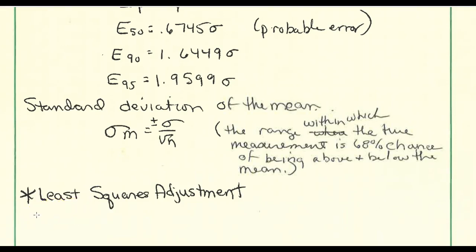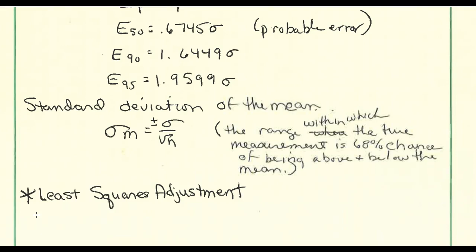Now, the last thing that your textbook talks about, and the last thing I'll talk about before I show you how to do this kind of calculation, is the least squares adjustment. A least squares adjustment is something you would do using a surveying package. You can do these by hand, but they're very time consuming, and they're very, very easy to do with application software.